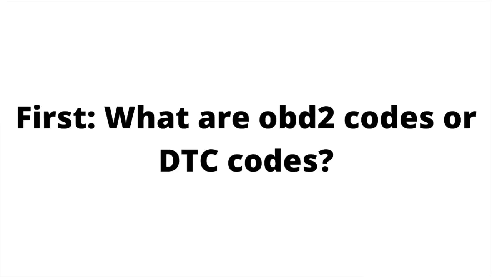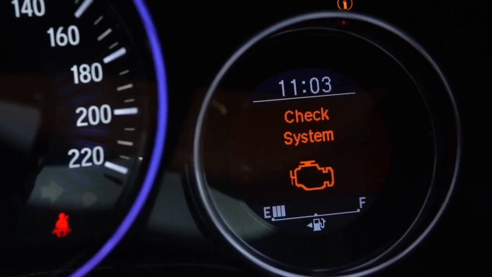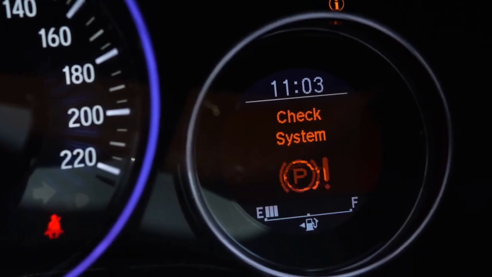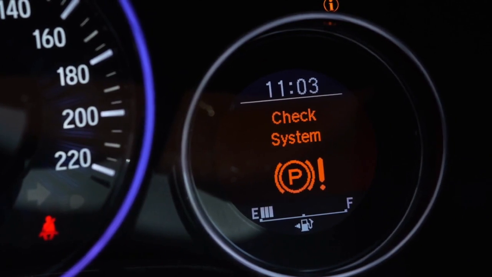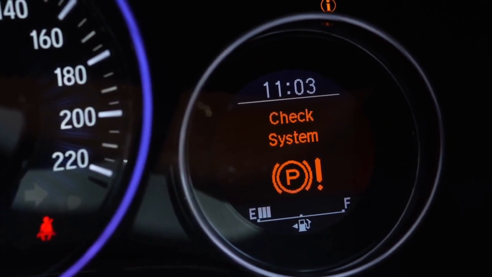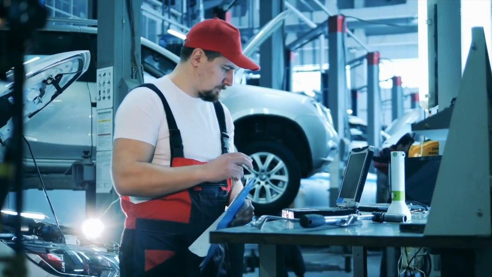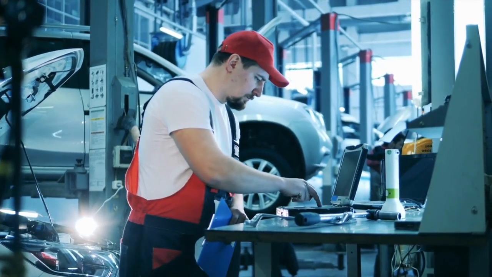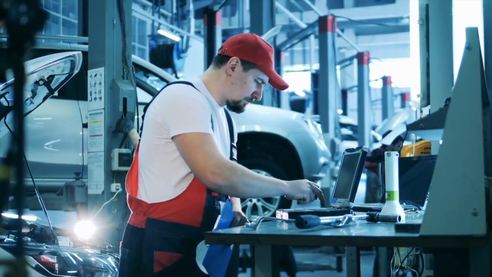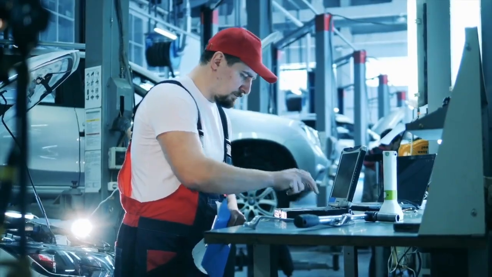First, what are OBD II codes or DTC codes? DTC codes or OBD II codes are codes that our vehicle displays when it is experiencing a fault. Once we scan the ECM, electrical control module, with an automotive scanner, it will throw a DTC error code or OBD II code in case the vehicle develops a fault.